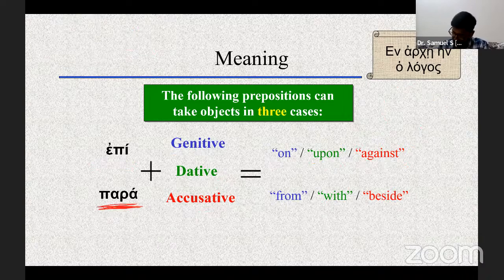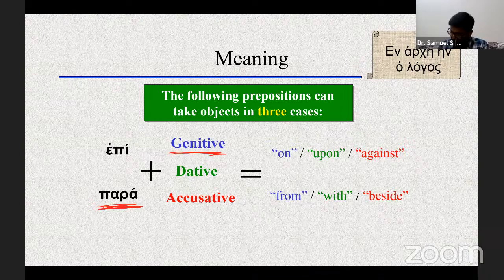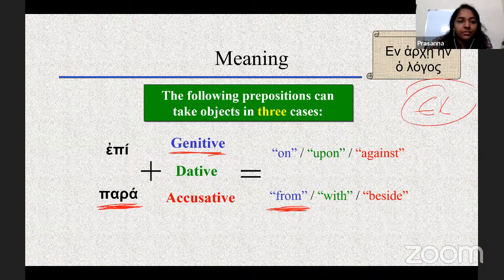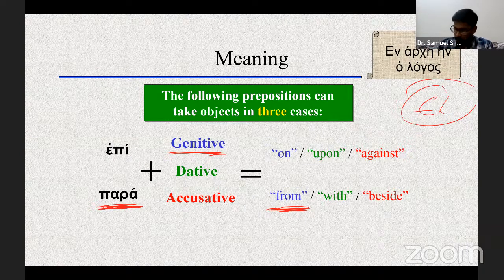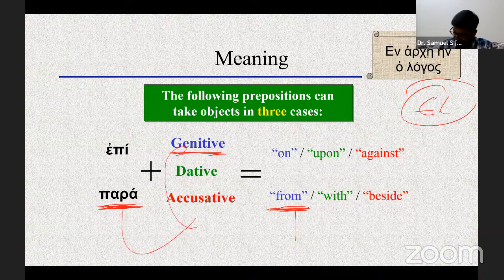Para. Para plus genitive is from. What else has the idea of from? Anybody remember? One of the prepositions that goes with one case. First one. What's the preposition? Ek. Good. Ek also has the idea of from. Para plus genitive is also from.